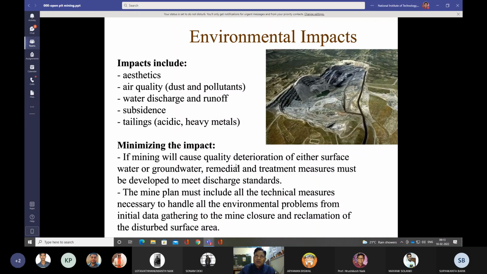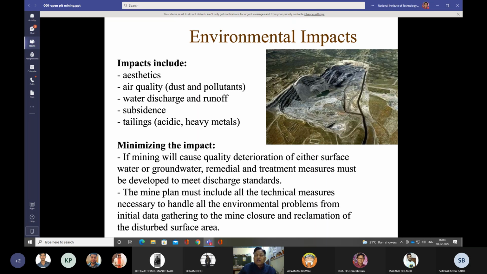So how to minimize the environmental impacts? If mining will cause quality deterioration of either the surface water or groundwater, remedial and treatment measures must be developed to meet discharge standards. So before the mine water is allowed to go to the rivers, to nearby water bodies, the mine water should be treated. After treatment only, you should discharge the water to the rivers and other areas, so that the water will not affect the people who are living downstream.